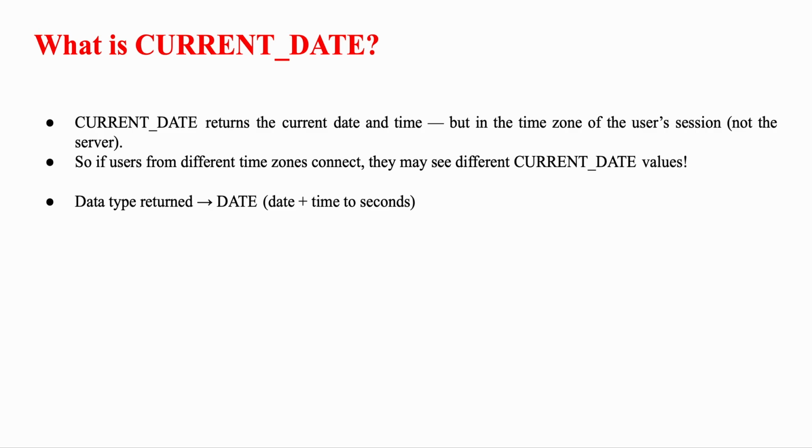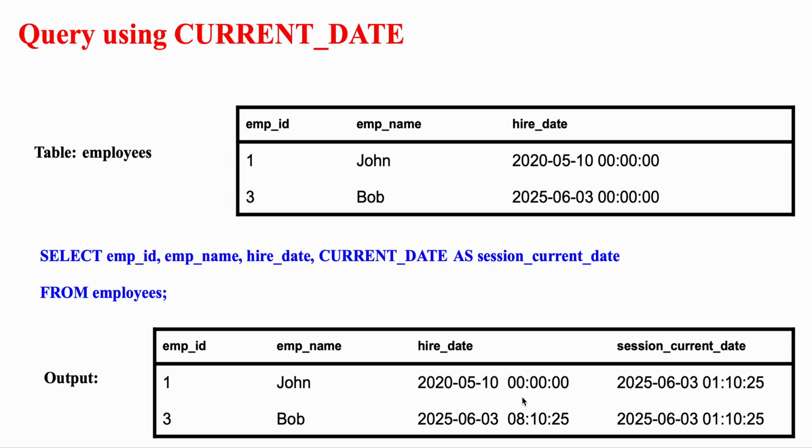It's similar to SYSDATE. It also returns the current date and time, but there's an important difference. CURRENT_DATE gives you the date and time based on the time zone of the user's session, not the database server's clock. So, if different users are connected from different time zones, they might actually see different values for CURRENT_DATE even if they run the same query at the same time. Just like SYSDATE, it returns a date type with date and time up to seconds. It is really useful when you want your queries to reflect the user's local time zone instead of the server time.